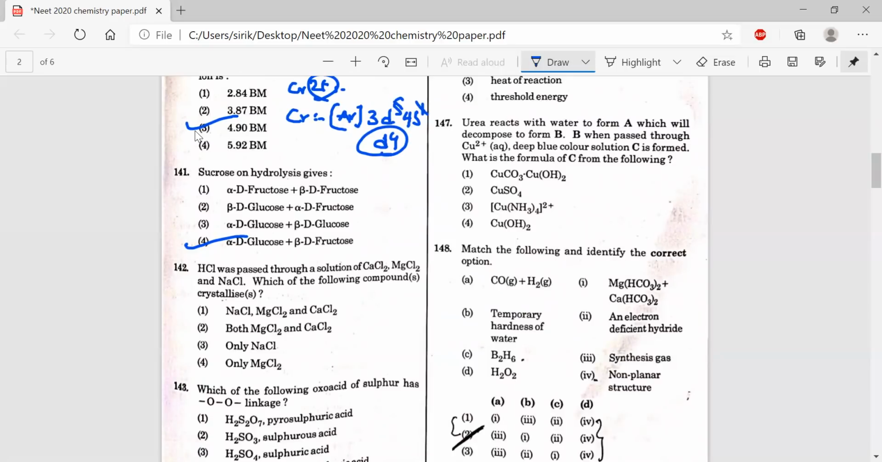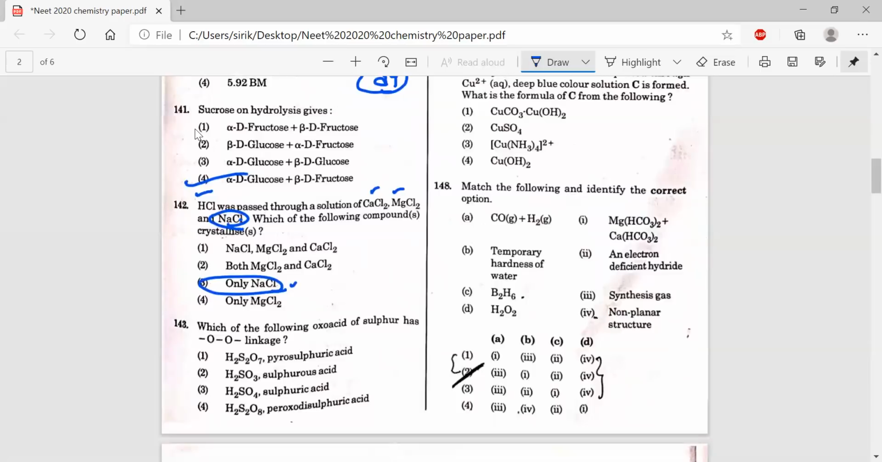HCl was passed through a solution of CaCl2. When HCl is passed, NaCl can be precipitated out, but why not CaCl2 and MgCl2? I'm not very clear with this option. If you pass it for a long time, this also can be precipitated out due to common ion effect. So once I confirm this answer, I'll pin it for you.